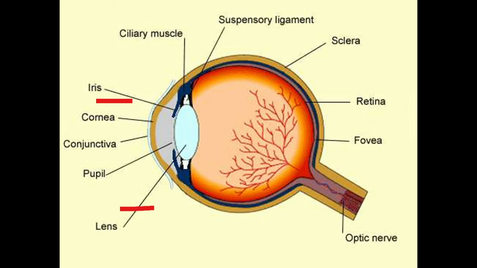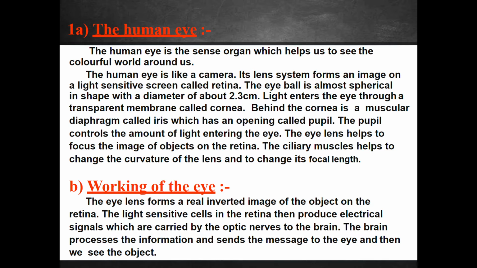So one thing you need to remember, that we are to study the structure and working of eye from physics point of view and not from biology point of view. So we have to learn the functions of only a few parts. So let's do it in details now.